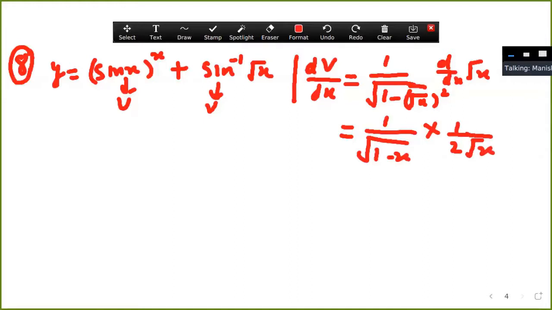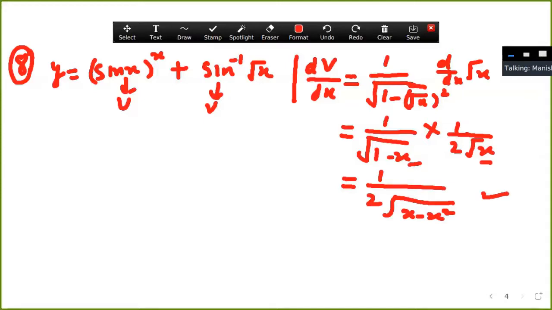Okay. The derivative of this is 1 upon 2 root x. Now you can write it like this: 1 upon 2 root x and root 1 minus x, both can be combined. What will you get? This will be x minus x square. So this is the solution of v.